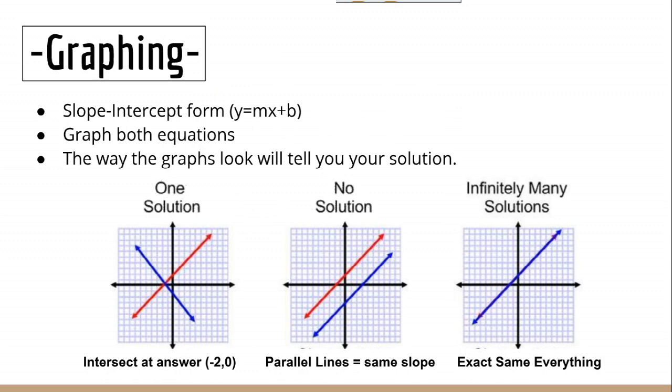When we graph to solve for systems of equations, we want our equation written in slope-intercept form. Remember, that's y equals mx plus b. We're graphing both equations, and the way the equation looks tells us our solution. If they cross each other or intersect, that's one solution. If they're parallel lines, that means they have the same slope. That's no solution. And if they're the exact same everything, that means there are infinitely many solutions.